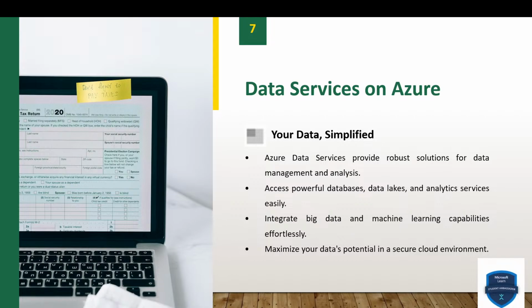Azure Cosmos DB, on the other hand, is a globally distributed NoSQL database service that provides low latency and high availability, making it ideal for mission critical applications that need to scale across the globe.